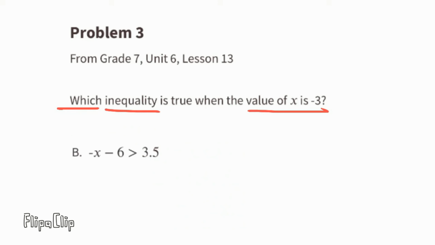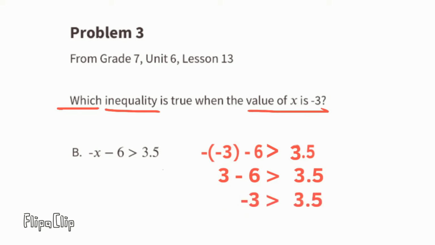B. Negative x minus 6 is greater than 3.5. Let's substitute the x with a negative 3. Now the equation reads negative times negative 3 minus 6 is greater than 3.5. Since a negative times a negative is a positive, we can rewrite this as 3 minus 6 is greater than 3.5. 3 minus 6 is negative 3. So this now reads negative 3 is greater than 3.5, which is not true, because negative 3 is actually less than 3.5.